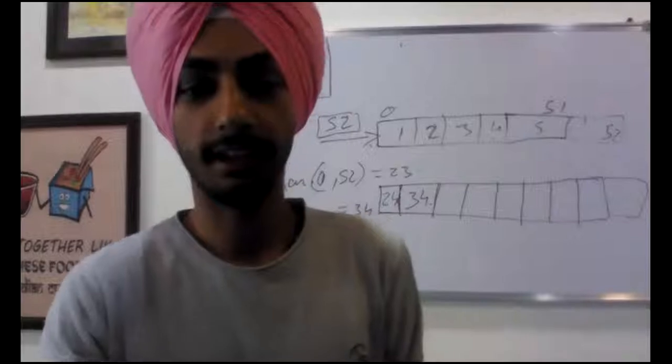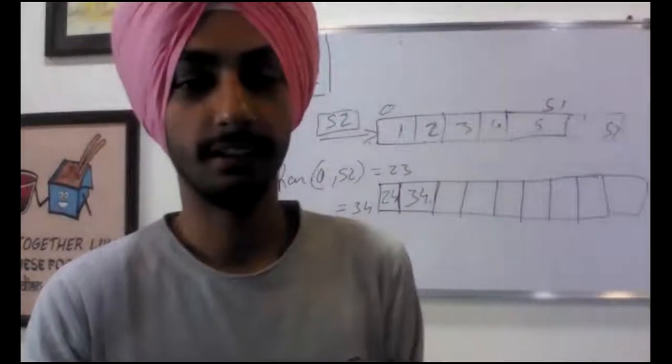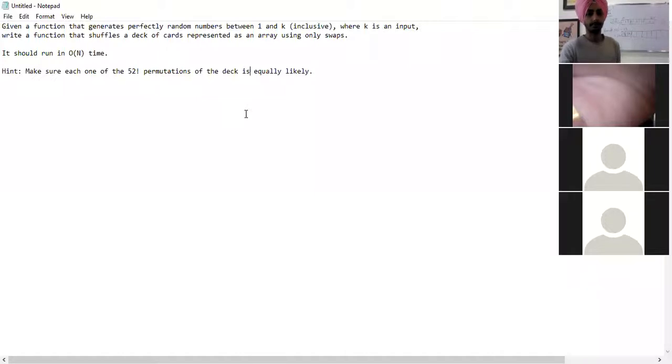Wait, one second. Can you show me the problem once again? Yes, it's here. Write a function that, given a function that generates perfectly random numbers, shuffles a deck of cards represented using only swaps. So why is k given then? K is the input for this random function that we are using. Here 52 is k. This is generating numbers between 1 to k.